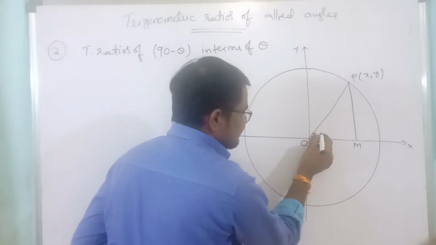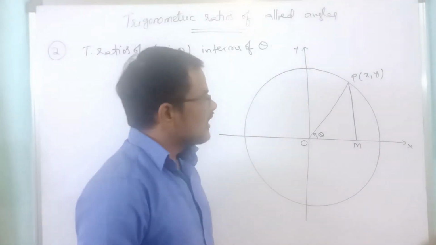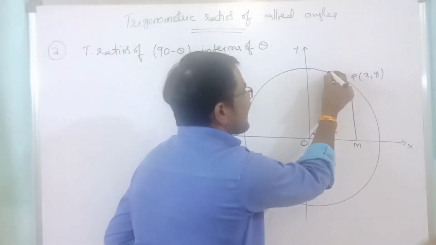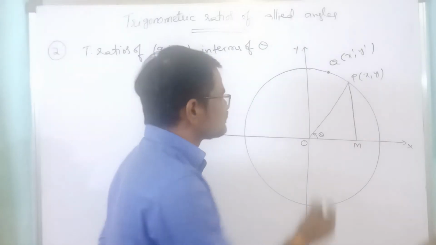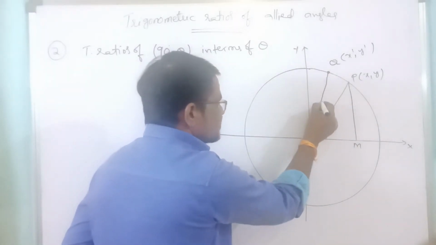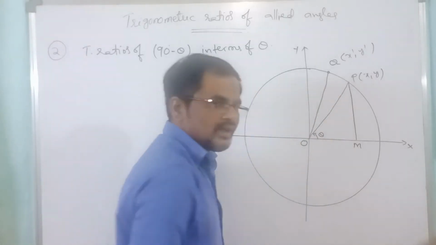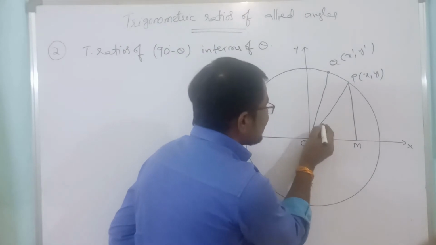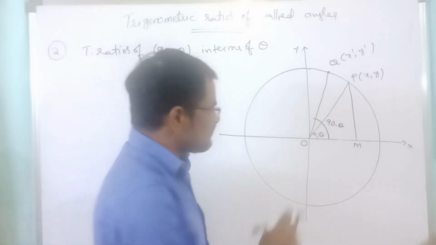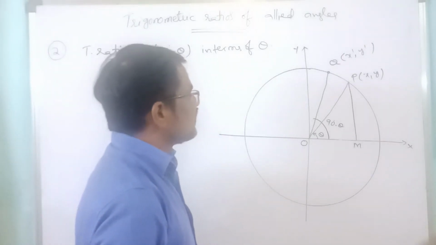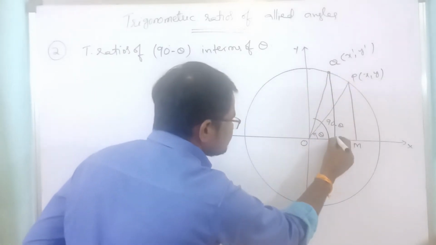Suppose this OP makes some angle theta with the positive direction of the x-axis, and let one more point Q, which is (x dash, y dash), be on the circle, right? This OQ makes angle 90 minus theta with OX. Now join this QN.